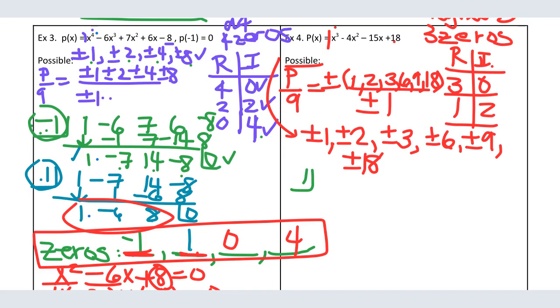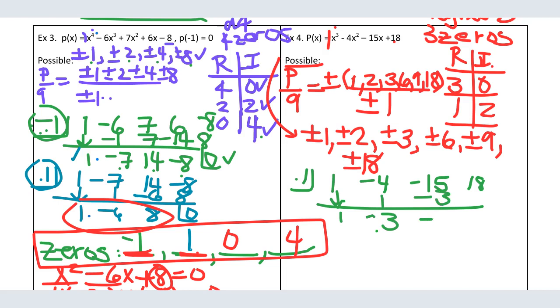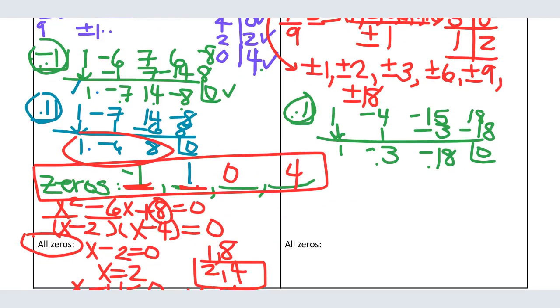Let's try 1. Coefficients are 1, negative 4, negative 15, and 18. Bring the 1 down. 1 times 1 is 1. Negative 4 plus 1 is negative 3. Negative 3 times 1 is negative 3. Negative 15 plus negative 3 is negative 18. Negative 18 times 1 is negative 18. Okay, now that means 1 is one of the zeros. We started with degree 3. Now we're down to degree 2. Lucky for us, we can complete the rest by factoring.